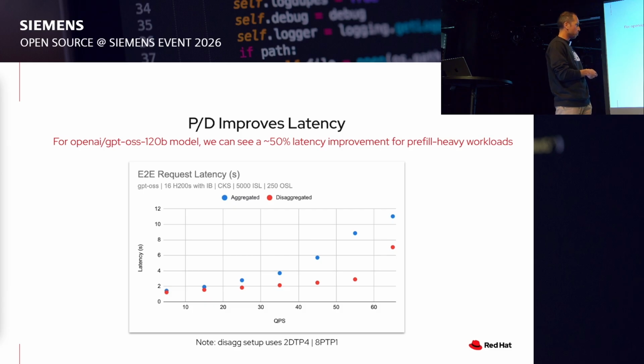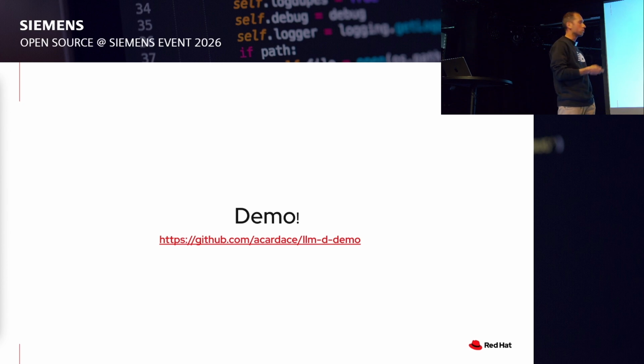As I was saying, PD improves latency. The blue spots are the aggregated setup, and the red spots are the disaggregated. You can see that the inter-token latency doesn't grow as much as in the aggregated setup. So this is quite useful in streaming applications like chatbots, for example.